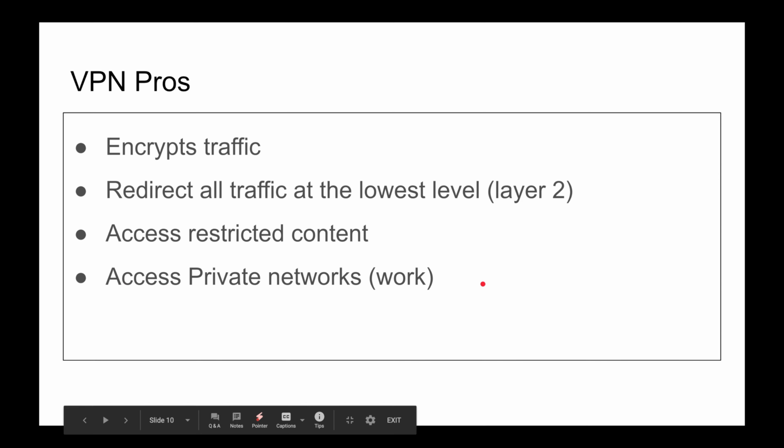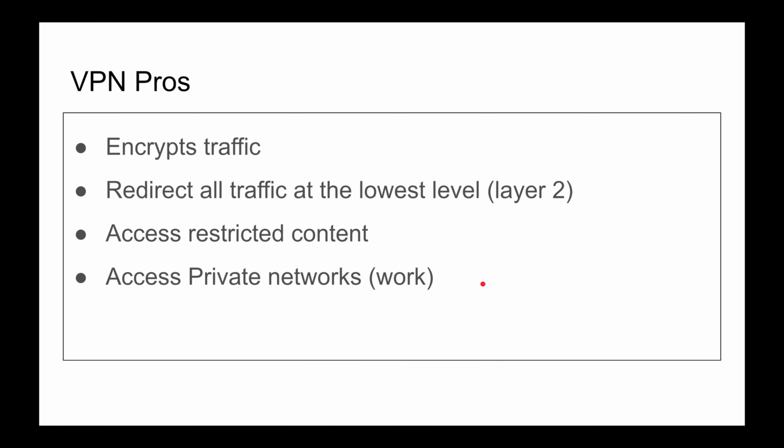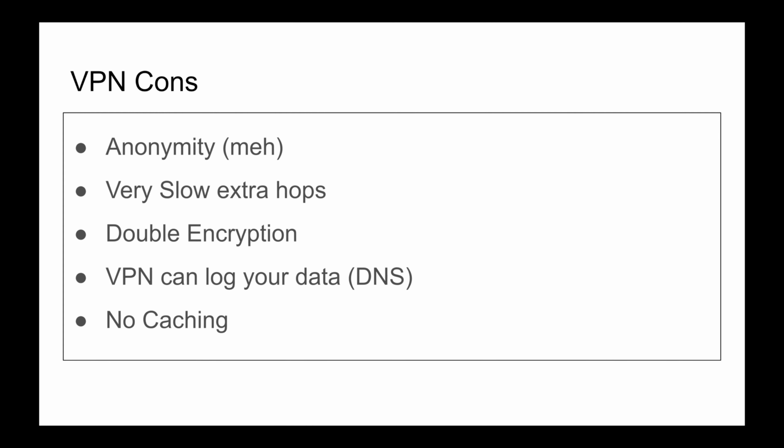Access private networks at work. Like, if I want to work from home, I can VPN to my work computer, and then from my work computer I have access to pretty much everything as if I am at work. That is incredibly slow, though. Let's talk about the cons.